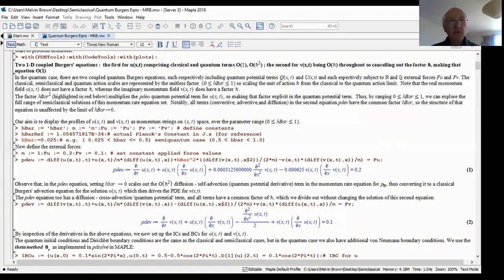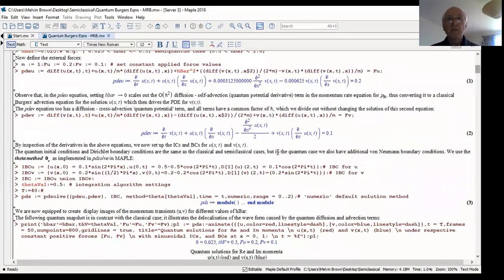And we observe that in the PDE for u, if you set h bar equal to 0, that scales out the diffusion term and the self-advection term, known as the quantum potential derivative in the Bohm interpretation of quantum mechanics. The second equation doesn't have a factor of h bar in it, whereas h bar does occur in the first equation for u, and that's an important feature.